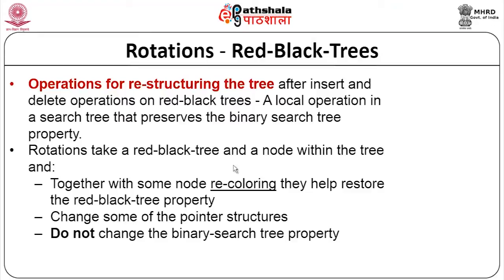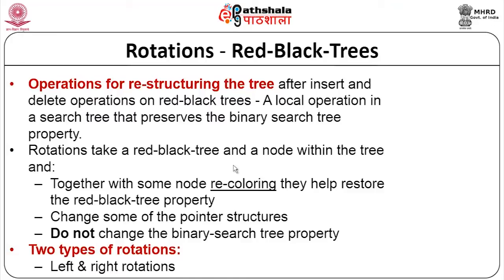So, change some of the pointer structures also, but at any cost you should not change the binary search tree property; that is taken for granted. You need to have the red-black tree properties also, but you should not change the binary search property. Now, there are two types of rotation, left rotation and right rotation.